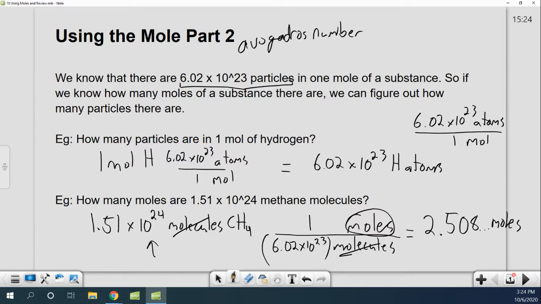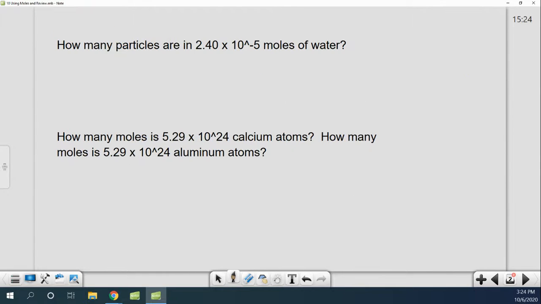Of course, everyone's calculator is a little different, so find your actual calculator. Don't use your phone for this. Use the calculator you're going to use in class so you know how it works. Practice it until you can get this number every time. Moving on. How many particles are in 2.40 times 10 to the negative 5 moles of H2O?